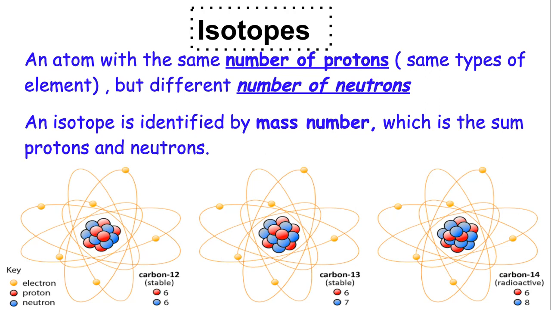Some are stable, some are not. Okay, that's what we call an isotope. All of these are isotopes of carbon. Same element, but different neutrons. Okay, so isotopes are the same element, but with different numbers of neutrons.